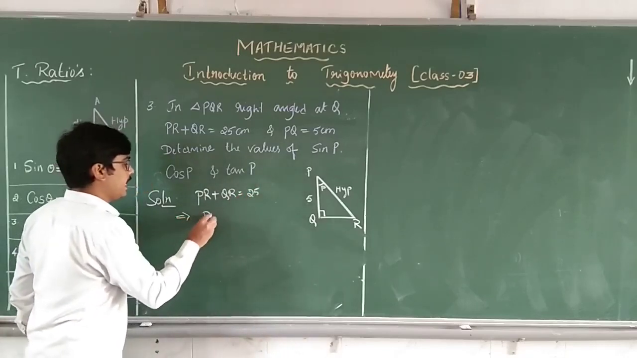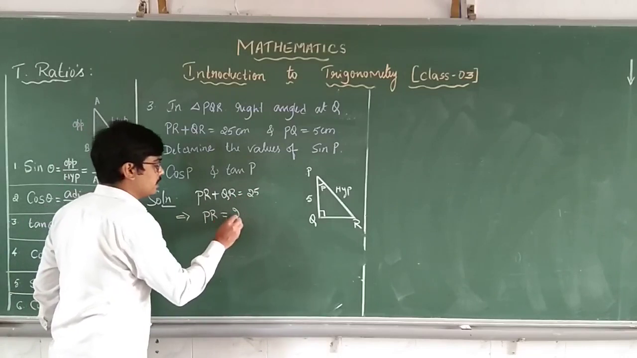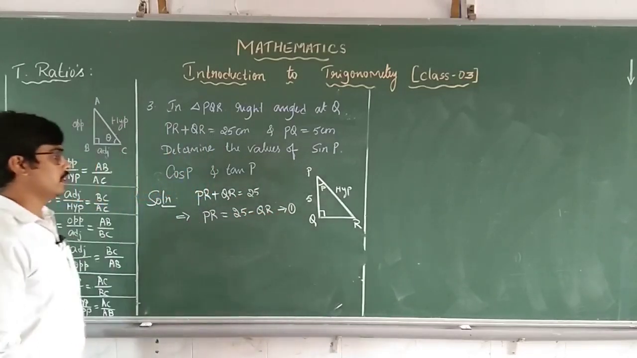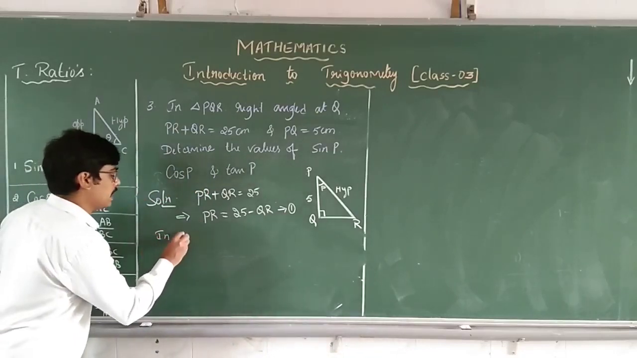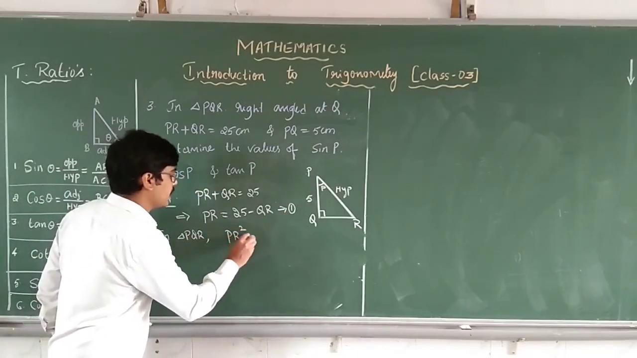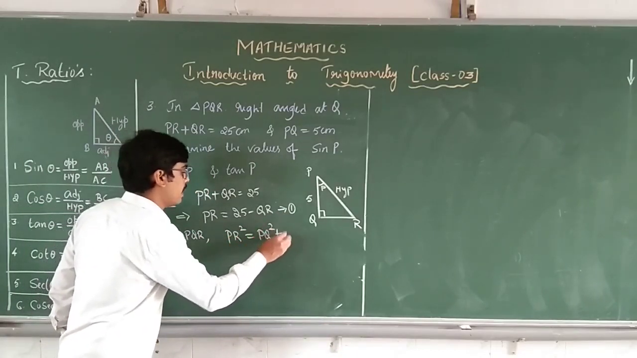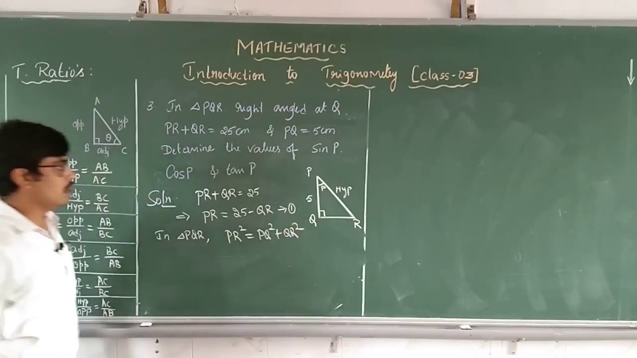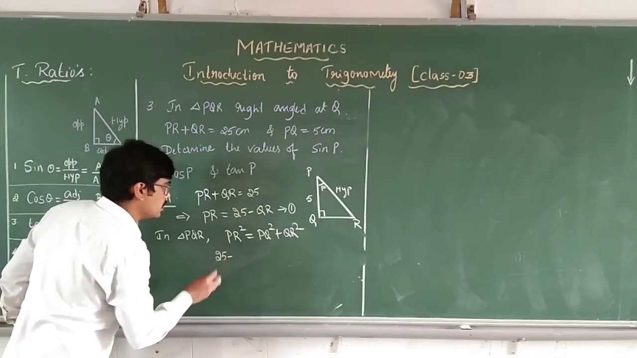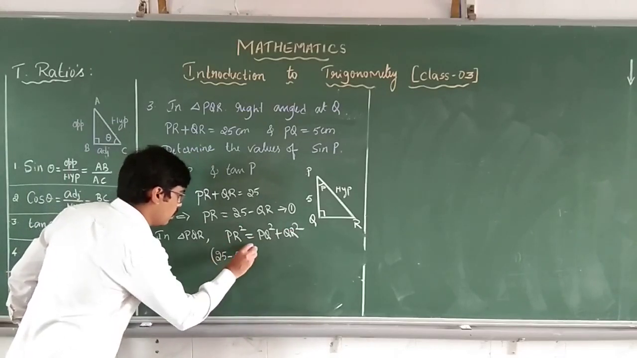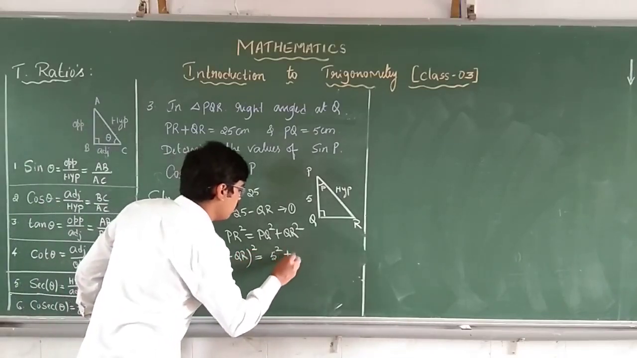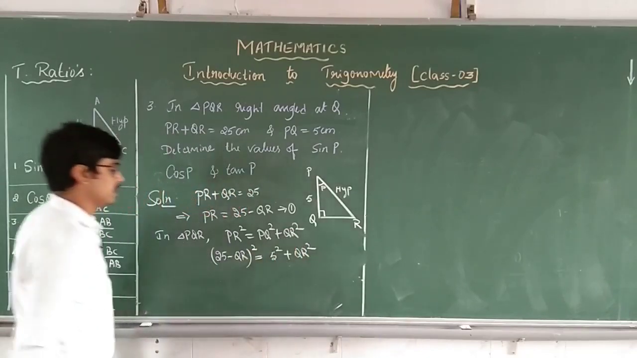This implies, can I write the hypotenuse side PR is equal to 25 minus QR? Take this as equation number 1. Now in right angle triangle PQR, apply the Pythagoras theorem. We will get hypotenuse side square, PR square is equal to PQ square plus QR square. PR is 25 minus QR, whole square, is equal to PQ square. PQ means 5 and we don't know the value of QR, so let me write QR as it is.